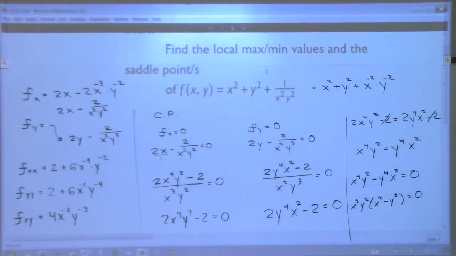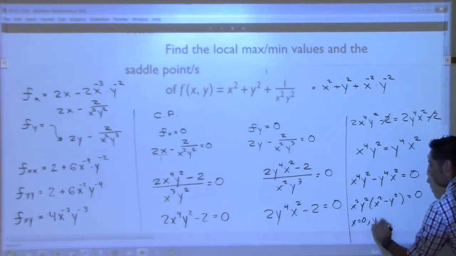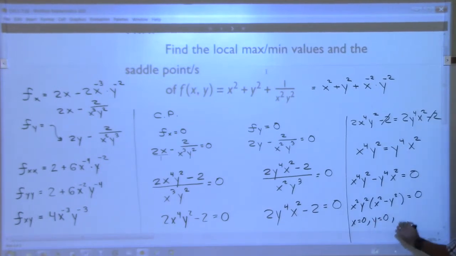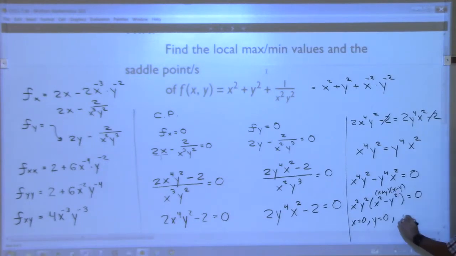And so we've got a lot of things going on here, right? We've got x could be 0. We got y could be 0. Or when we do this, be real careful on this one. That's a difference of squares, right? X plus y, x minus y. And when we set each of those equal to 0, we get two answers. X is equal to y, or x is equal to negative y.